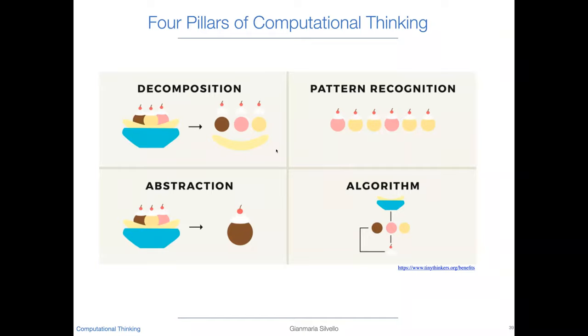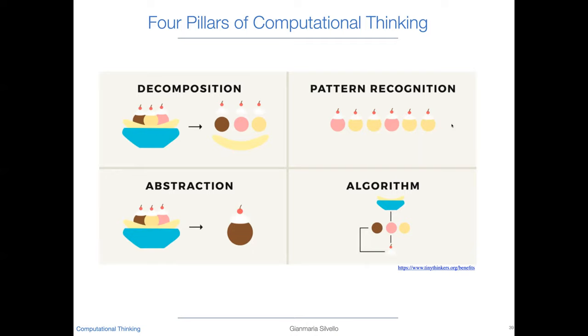Here you have all these items. Then another thing is pattern recognition. You see, all these objects are the same, just the color is different. So say that your problem is you want to eat this stuff. With pattern recognition, you say, well, if I know how to eat one of these, I might apply the same pattern for all the others. Of course, this is a stupid example.